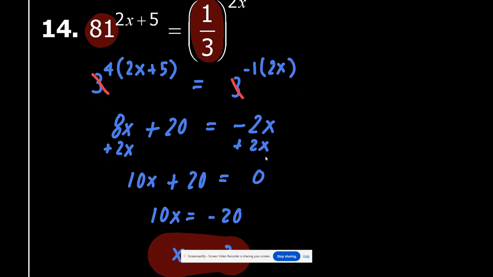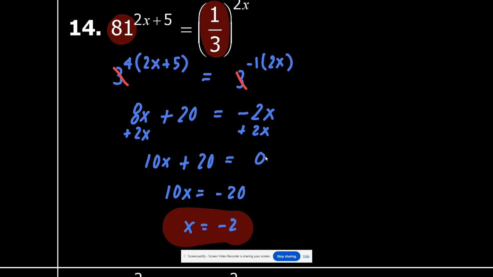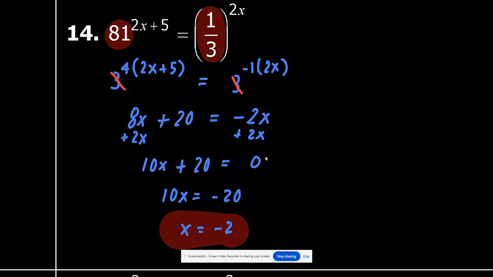X equals -2. So that one was maybe a little more challenging. Hopefully you guys understood that and did well when you guys worked that problem out. All of y'all had that problem for homework.